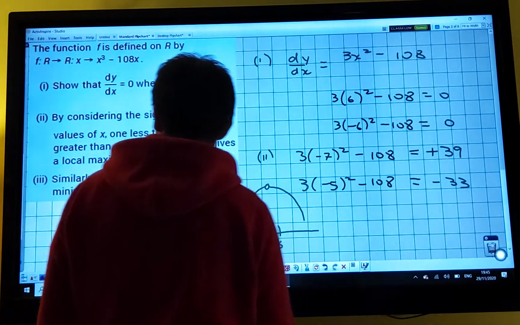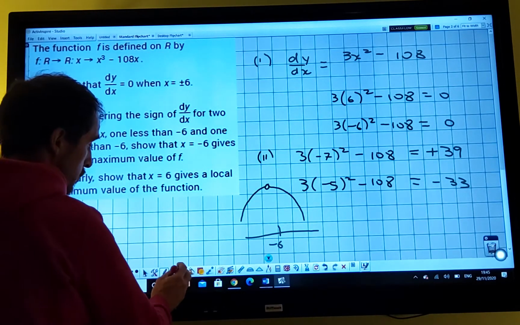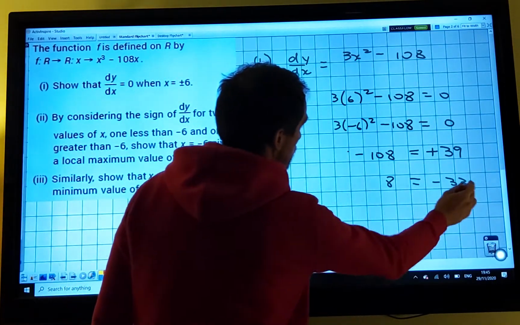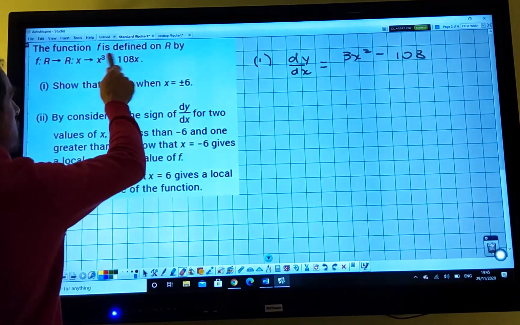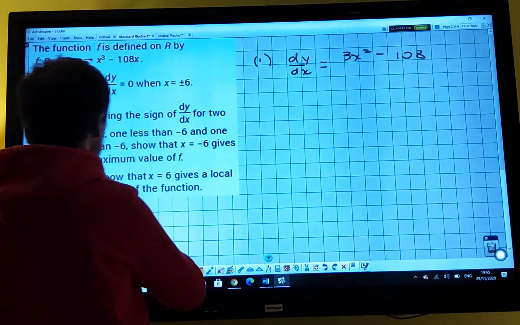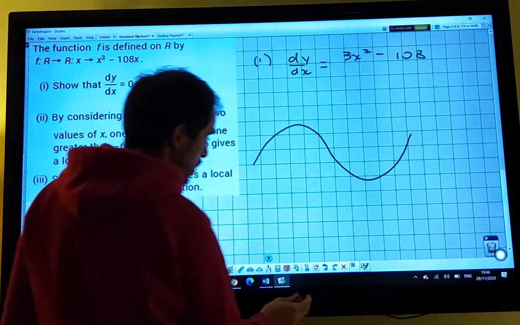And then it says, similarly show that x is equal to 6 gives a local minimum value of the function. And you have to remember, because this is a cubic function, x cubed minus 108x, it's done like this. So we said minus 6 was a maximum, so it's going to be like this. That's the shape of the graph.